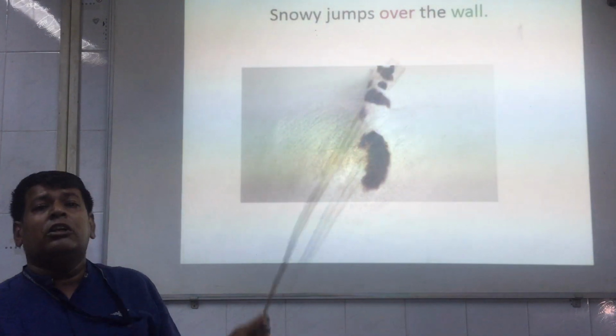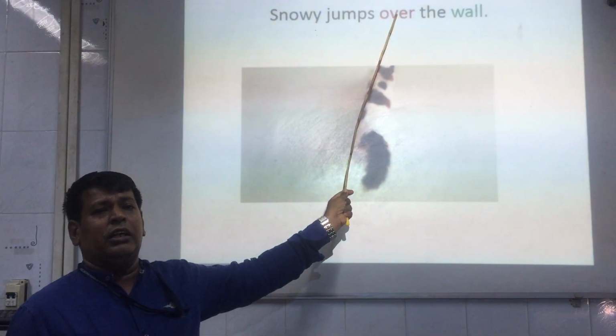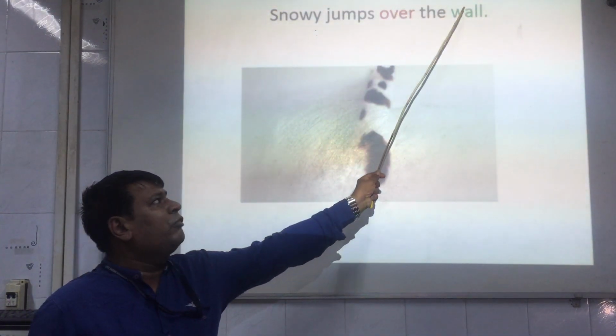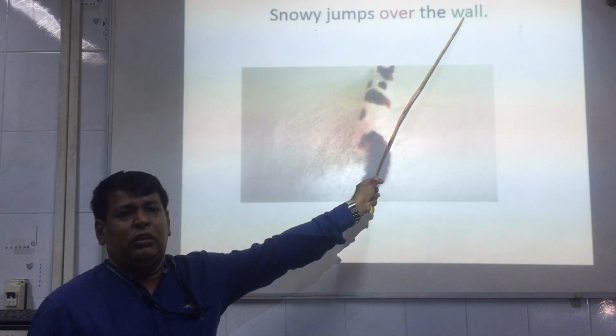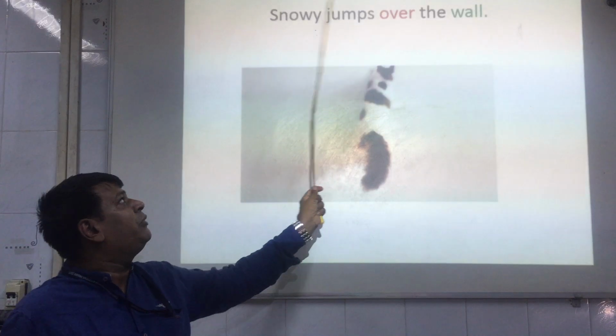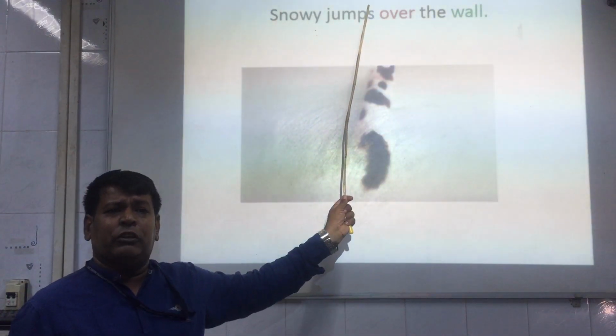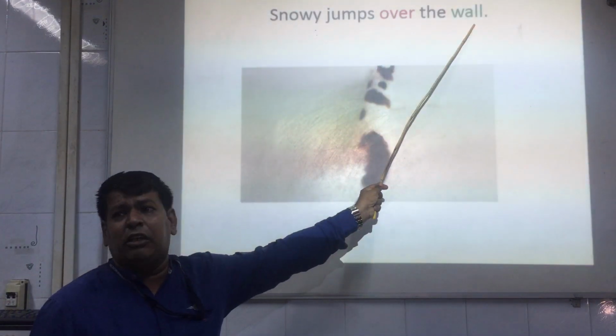I repeat again. Snowy jumps over the wall. Now over, which is in red color, is the preposition here, and the wall, which is in green color, is a noun. Now over is a preposition that shows the relationship between the Snowy and the wall. Now as a preposition is always followed by a noun, so over is followed by a wall.